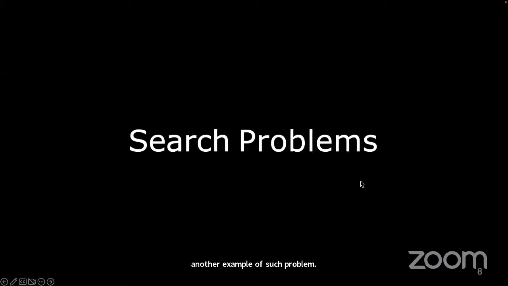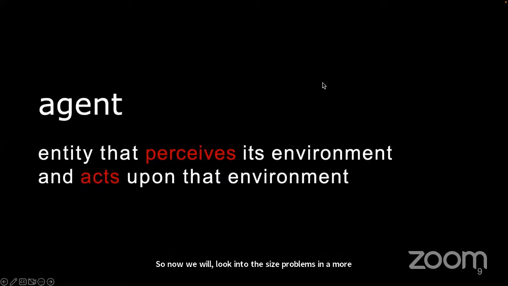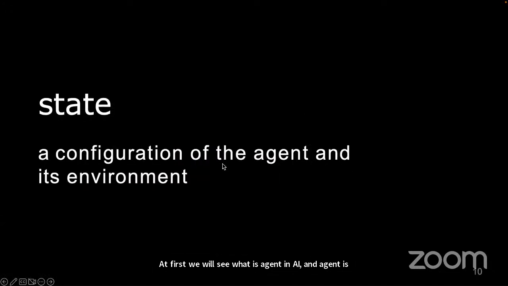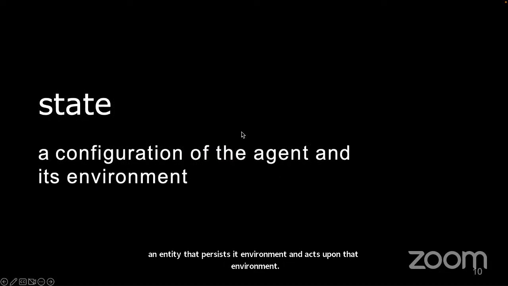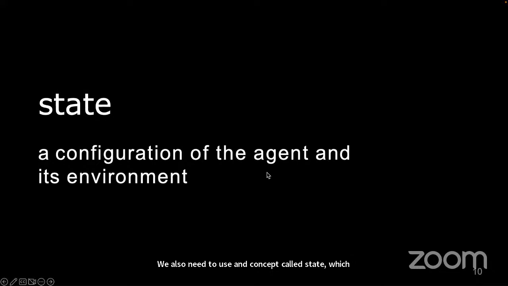So now we will look into such problems in a more formal way. For this, we are going to introduce some terminologies. At first, we will see what is an agent. In AI, an agent is an entity that perceives its environment and acts upon that environment. We also need to use a concept called state, which represents a configuration of the agent and its environment. We will see examples very soon.